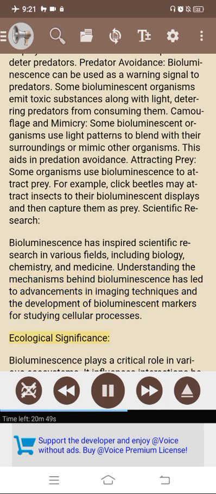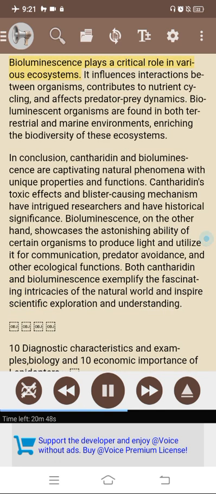Ecological significance. Bioluminescence plays a critical role in various ecosystems. It influences interactions between organisms, contributes to nutrient cycling, and affects predator-prey dynamics. Bioluminescent organisms are found in both terrestrial and marine environments, enriching the biodiversity of these ecosystems.